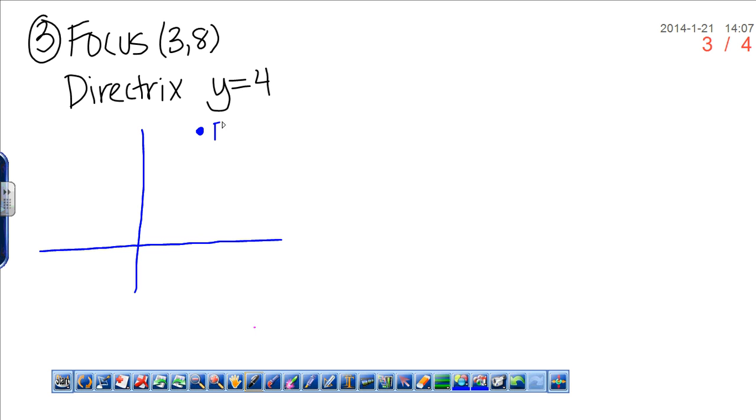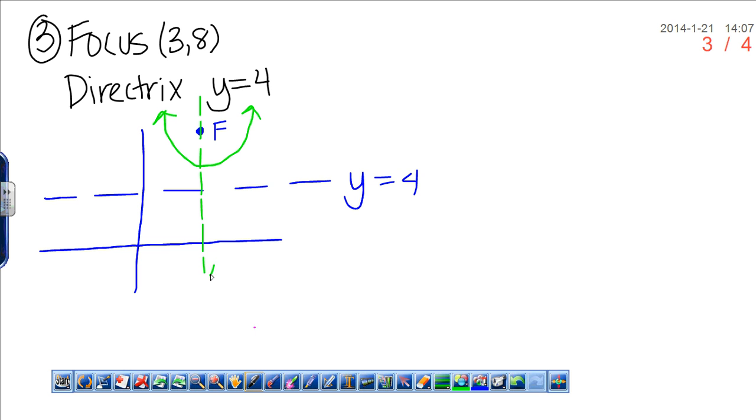All right, I have a focus at 3, 8. My directrix is the line y equals 4. Which way is this parabola going to open? Vertically, and more specifically, up. How do we know? Because it's not going against the directrix. The vertex has to be in line with your focus along the axis of symmetry. And remember that the axis of symmetry is always perpendicular to your directrix. So my axis of symmetry has to be vertical, which means my parabola is vertical.